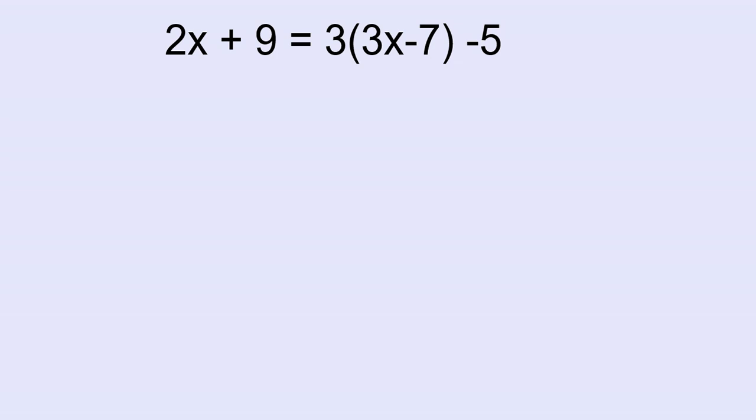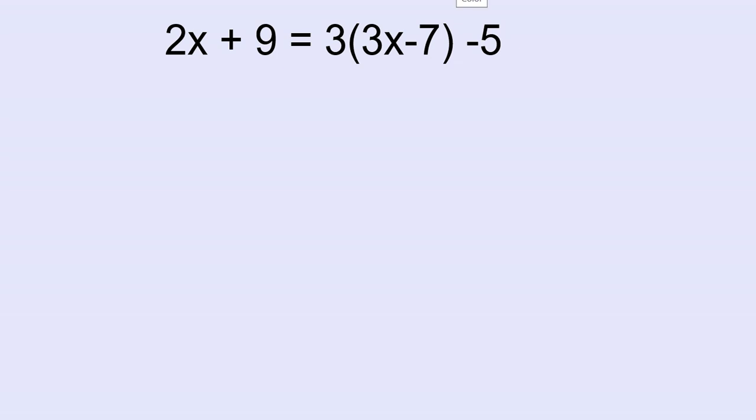Okay, so we are going to do two examples of equations without algebra tiles today. The first one you see here, I'd like for you to put it in your notebook. At the top of your page, you can write 2x plus 9 equals 3, parentheses 3x minus 7, minus 5. So we are going to work this together. And again, pause the video as students are needed to catch up.